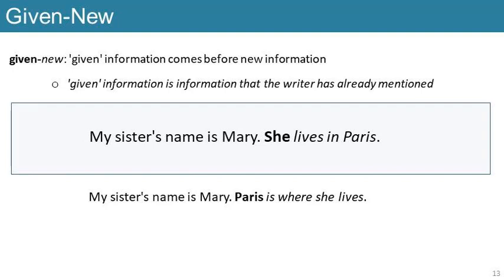Often the given information is represented by a pronoun. For example, the pronoun she in the second sentence of the text, "My sister's name is Mary, she lives in Paris." Compare this with the equivalent text in which the second sentence starts with new information, Paris. "My sister's name is Mary, Paris is where she lives." Native speakers would probably find this alternative text less natural without necessarily knowing why.